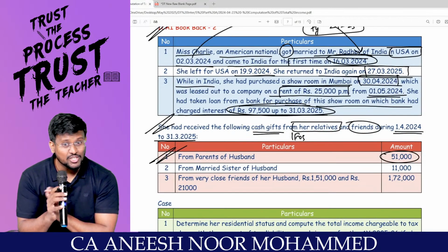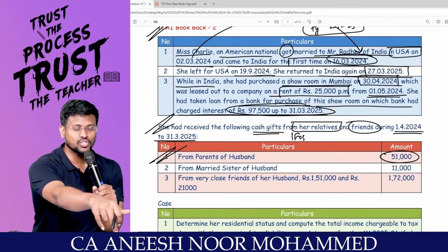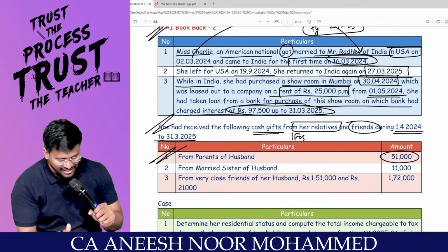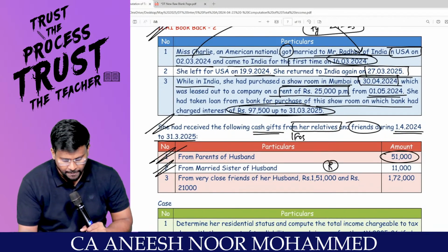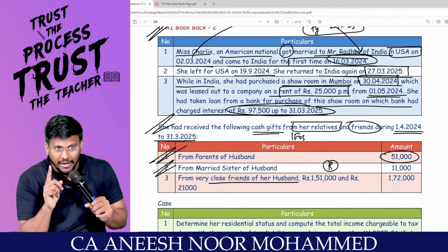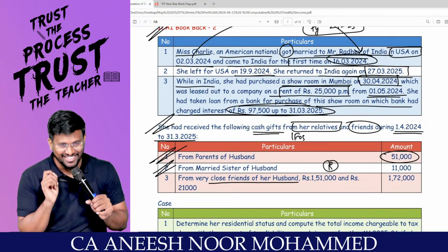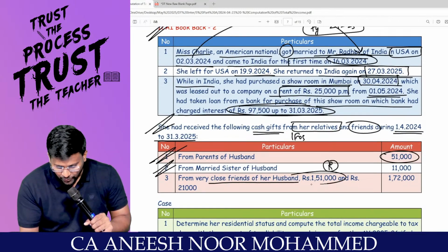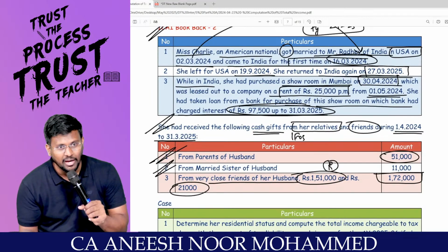Brothers or sisters of the individual. Brothers or sisters of the spouse. Right? Hence, fully exempt. So, this is also relative. From very close friends of her husband. Rupees 1,51,000 and 21,000. Total 1,72,000.